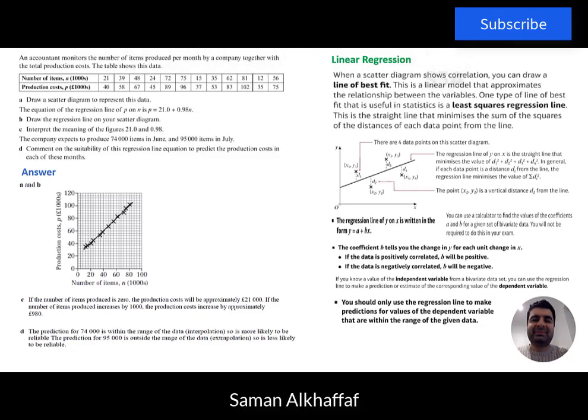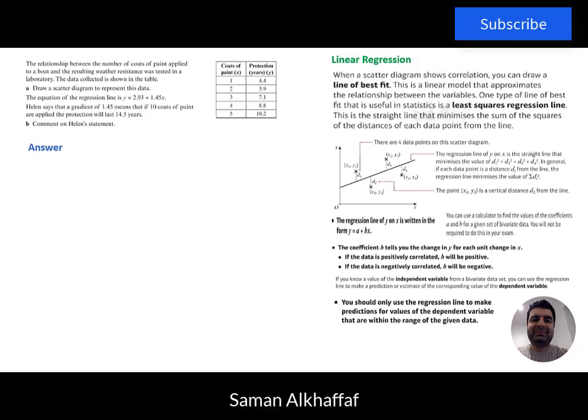In this example, the relationship between the number of coats of paint applied to a boat and the resulting weather resistance was tested in a laboratory. The data collected is shown in the table on the right hand side. And for part A, we need to draw a scatter diagram to represent this data.